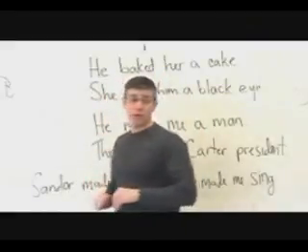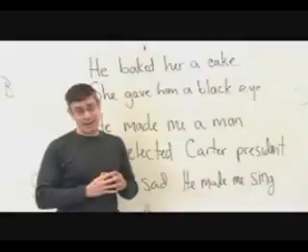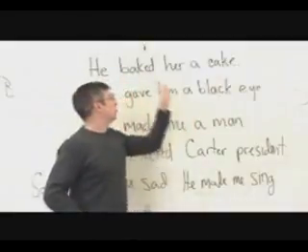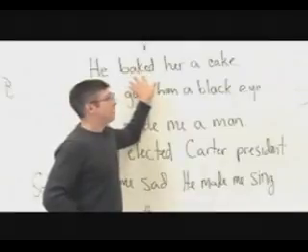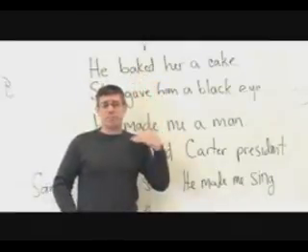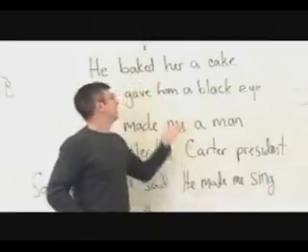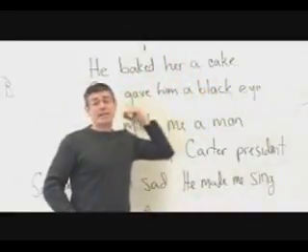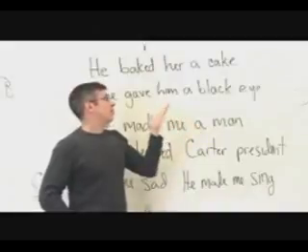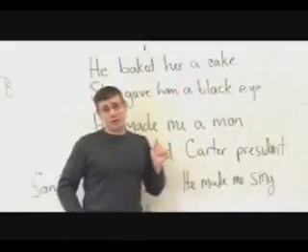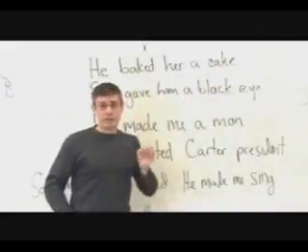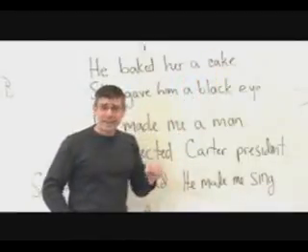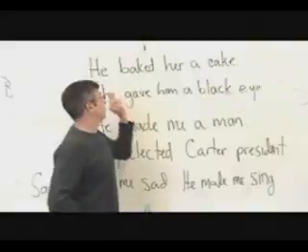He baked her a cake. Now, the way we find direct objects is we look at the main verb, baked, and we ask, baked what? And the answer here is a cake. He baked a cake. So a cake is the direct object, and cake is really the direct object. This is a nominal phrase. Cake is the head. Cake is the direct object of bake.